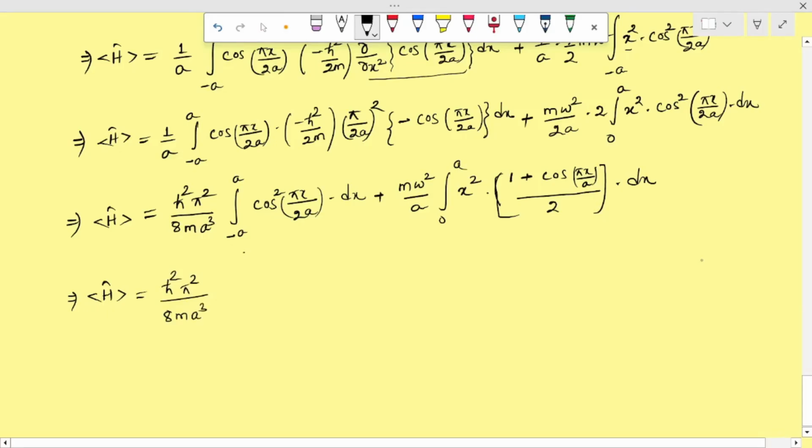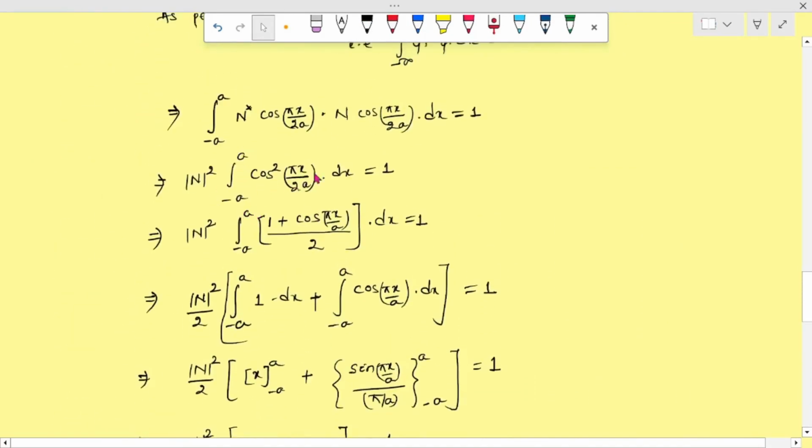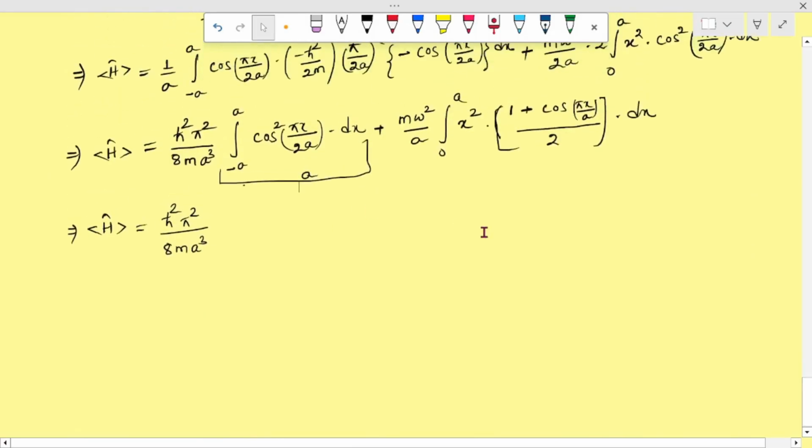Okay, so that implies the expectation value of the Hamiltonian will be equal to h cut square pi square by 8m a cube. This integral value will be a. How? We already discussed it at the time of normalization. Here integral from minus a to a of cos square pi x by 2a dx is 2a by 2, which is a only. So this integral value will be a, directly I am writing over here. No need to calculate.